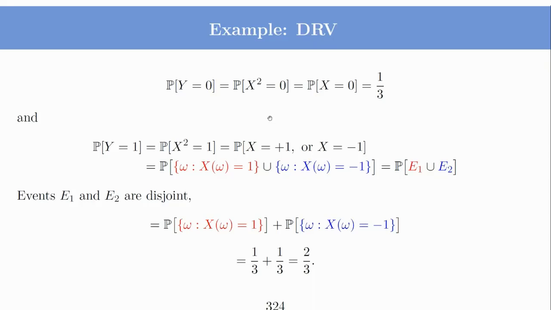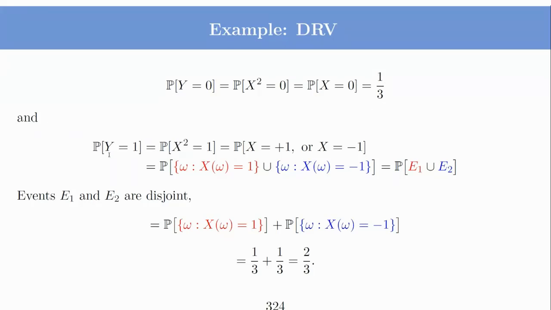For them, x omega will also be 0, because x square omega is 0 only when x omega is 0. So the probability of all omega such that x square omega is 0 is the same as the probability of all omega such that x omega is 0. And the probability that x omega is 0 is 1/3. This we know by the PMF of x.